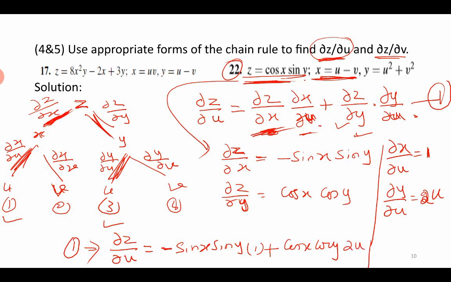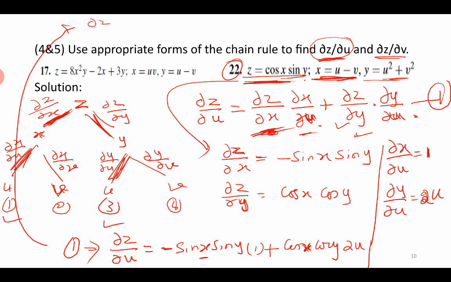See, in the result there are 4 variables x, y, u, v. So we need to convert everything into u and v. The final variables are u and v, isn't it? So x is replaced by the value u minus v. y will be replaced by u square minus v square. So the final answer I'm writing here.